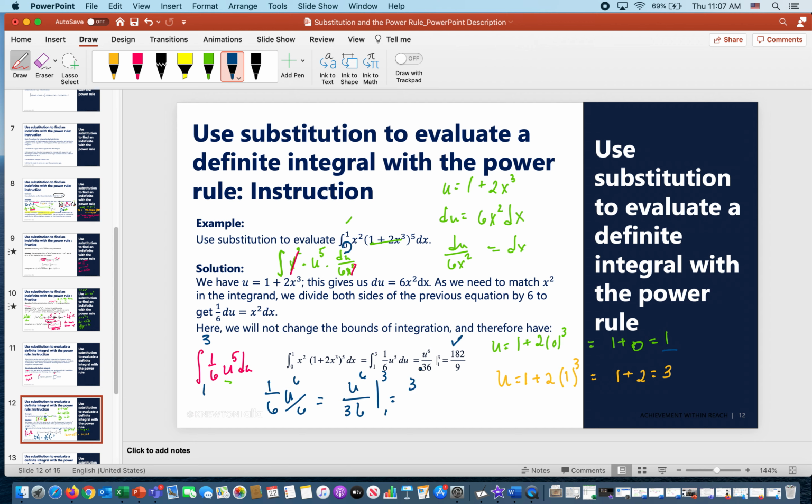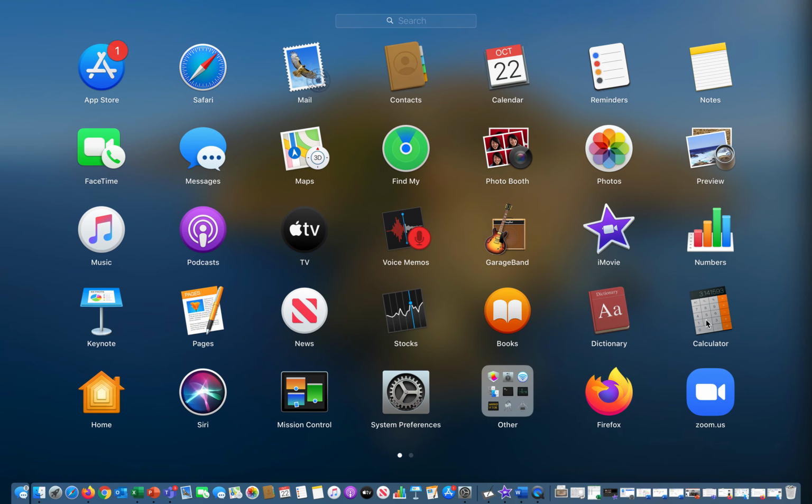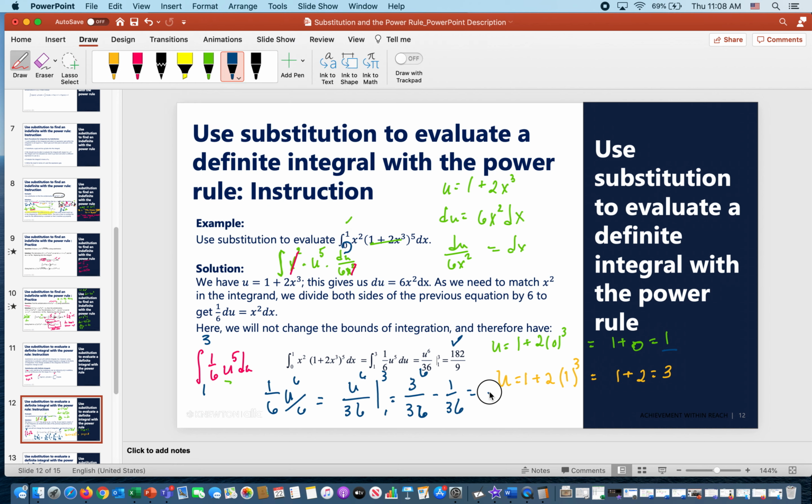We're going to have 3 to the 6th power over 36 minus 1 over 36. So these fractions already have common denominators. I just need to know what 3 to the 6th power is. So I'm going to launch my calculator and see if we can figure out 3 to the 6th power. Now we're going to subtract 1, right? Minus 1. And we get 728 over 36.